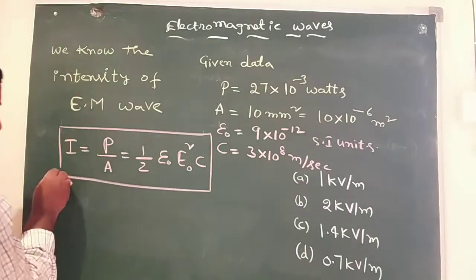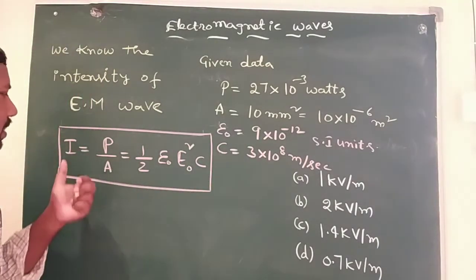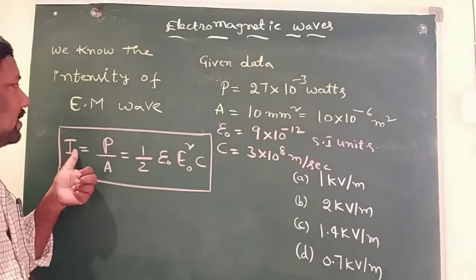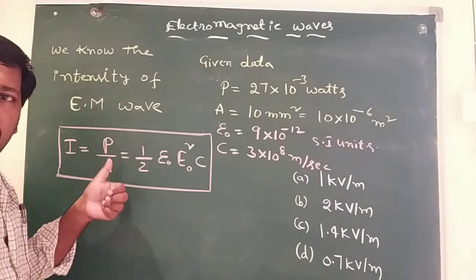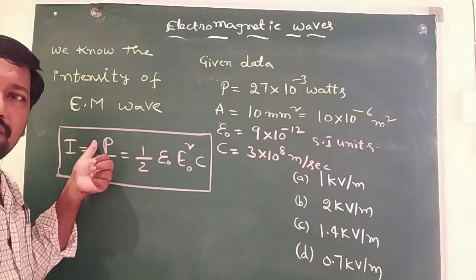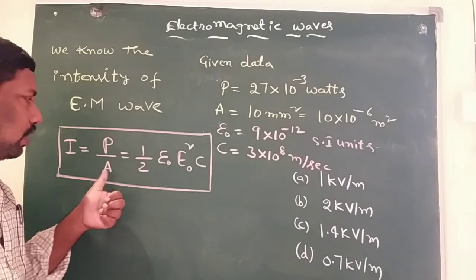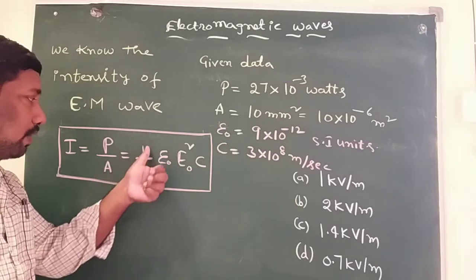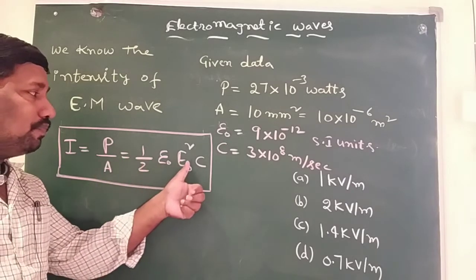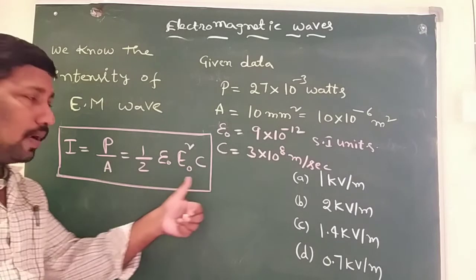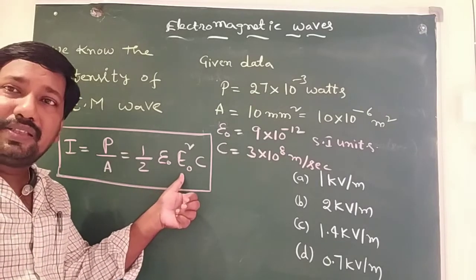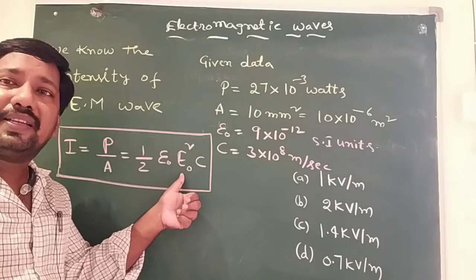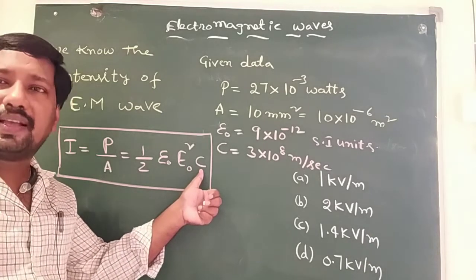This one is the formula. The intensity of the electromagnetic wave is P by A, where P is the power and A is the area, equal to 1 by 2 epsilon naught E naught square into C. Here E naught is the maximum electric field intensity, and C is the velocity of light.